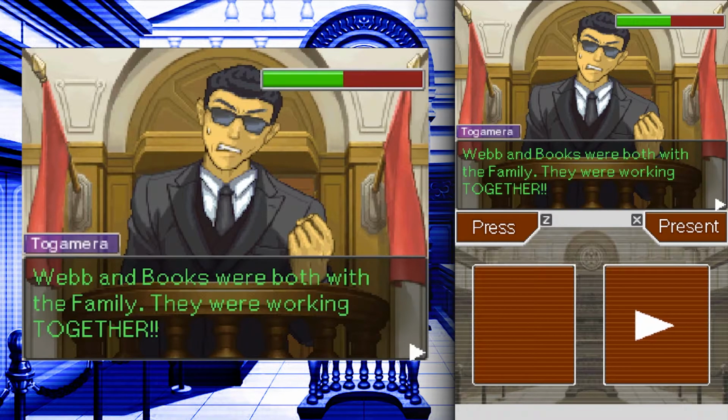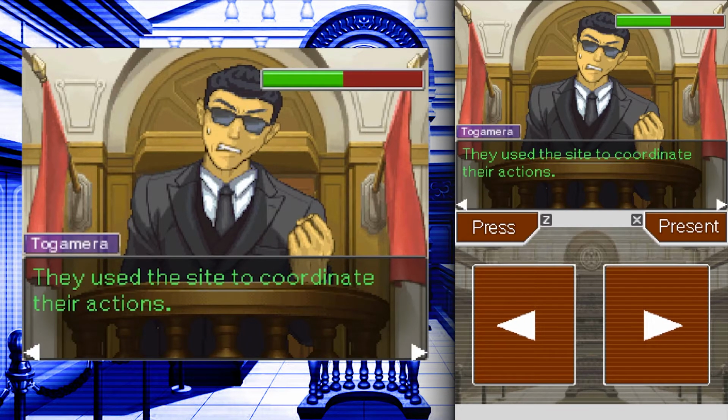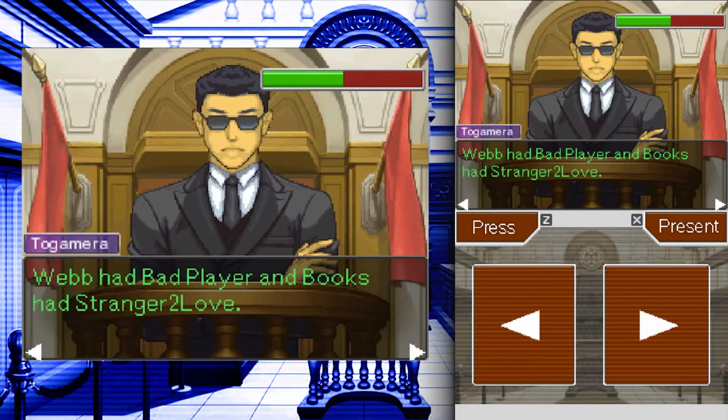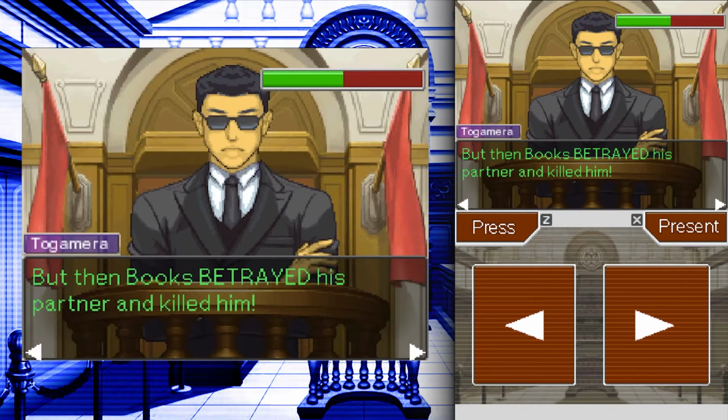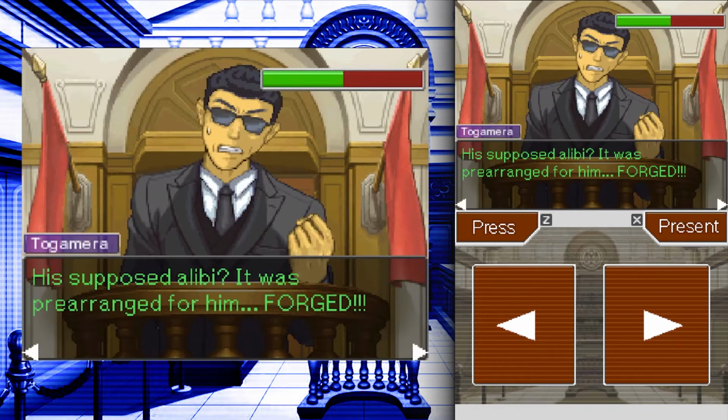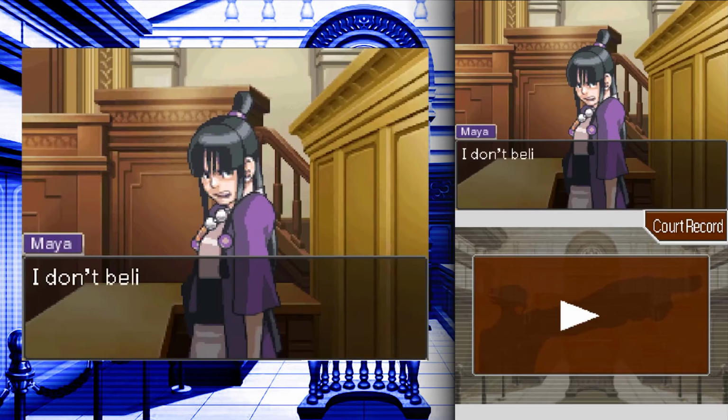They're working together. They used the site to coordinate their actions, had Stranger Love, books to Stranger Love. Sims and the two, they bullied him into cooperating. So because of that, we have something else here? It was pre-arranged, not forged. Is there anything else here?